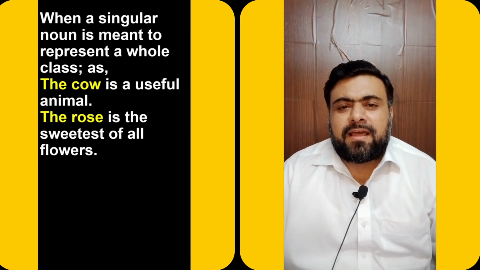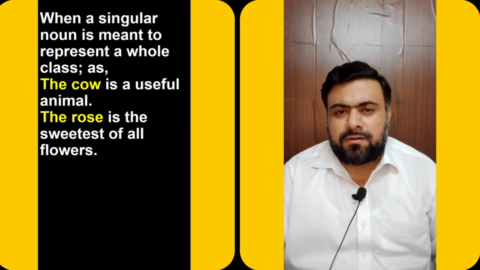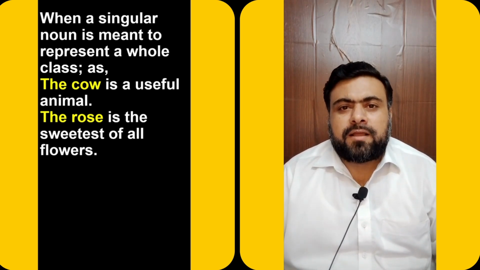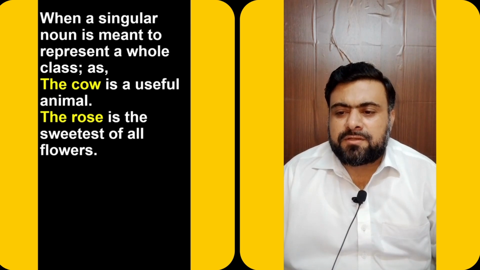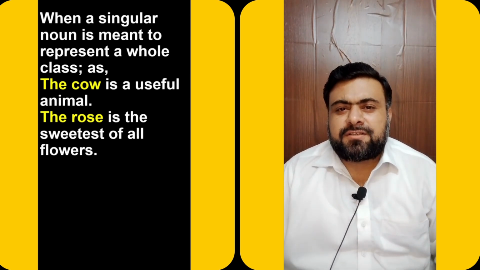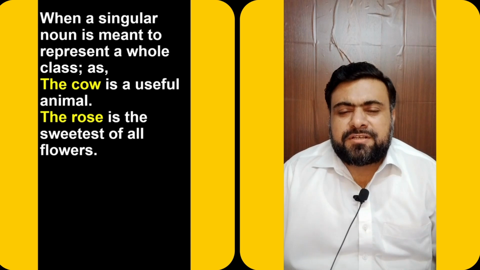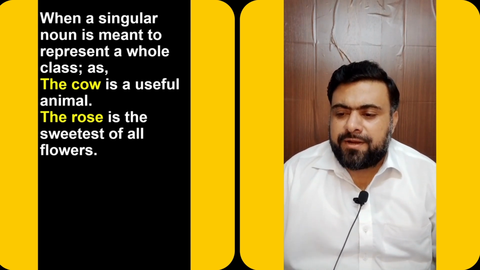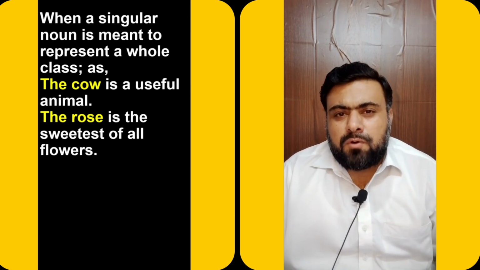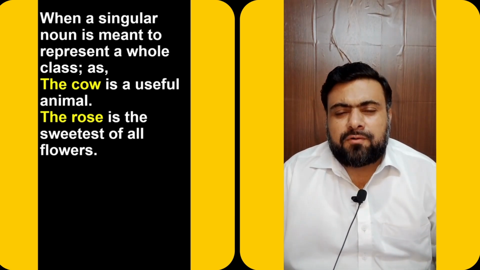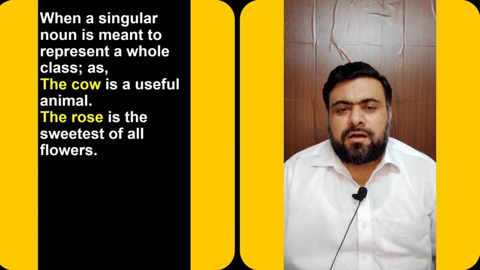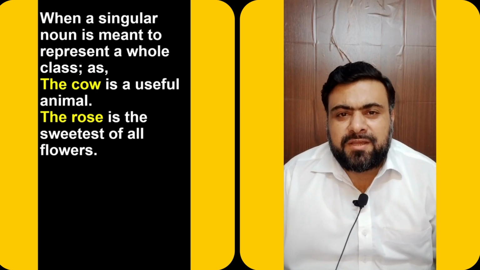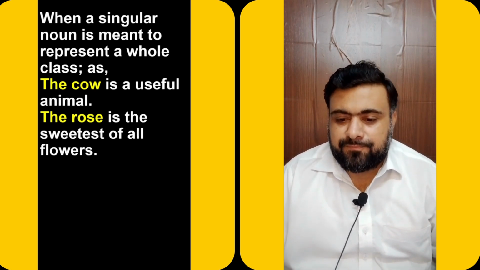The cow is a useful animal does not mean that a particular cow is a useful animal. No, all cows are useful animals. Over here in this sentence, the cow represents the whole class of cows. Similarly, the rose is the sweetest of all flowers means all roses are the sweetest of all flowers. The rose here in this sentence means all roses.